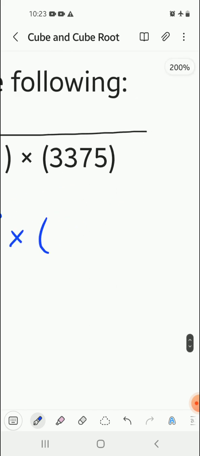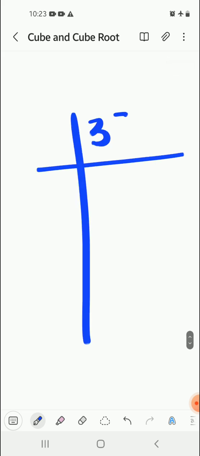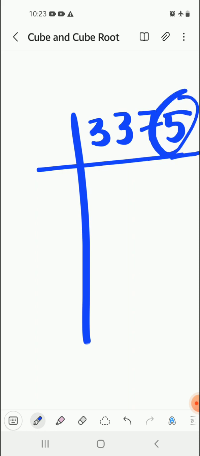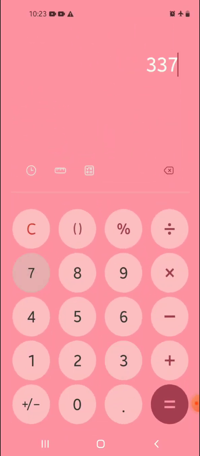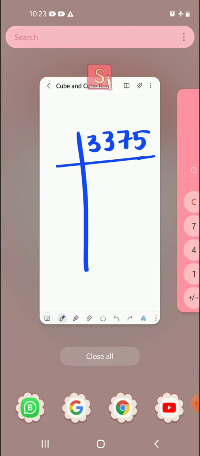Now we're going to find the cube of this number as well. So 3375, let's find its factors. Let's see, it ends with 5, so it cannot be divisible by 2. Let's try 3. Sum of the digits must be divisible by 3, so 3 plus 3 is 6, plus 7 is 13, plus 5 is 18. So it is possible to divide the number by 3. Let's do it. 3375 divided by 3, we get 1125.